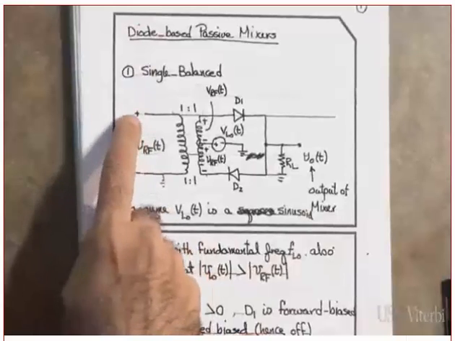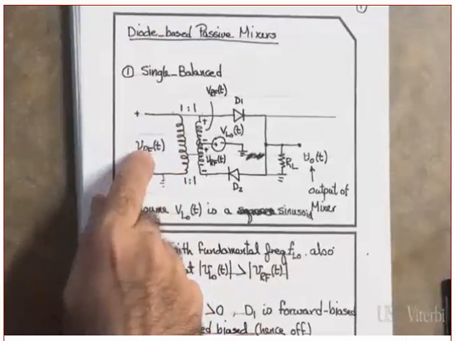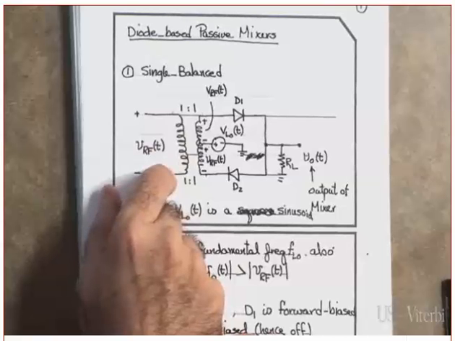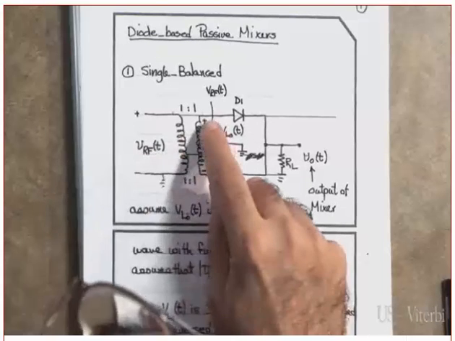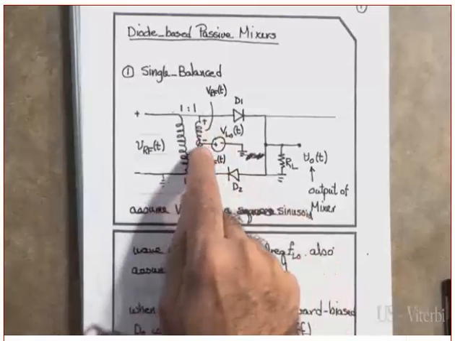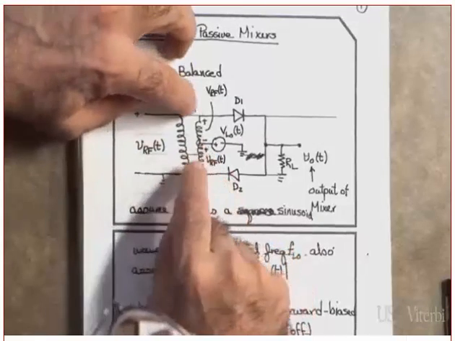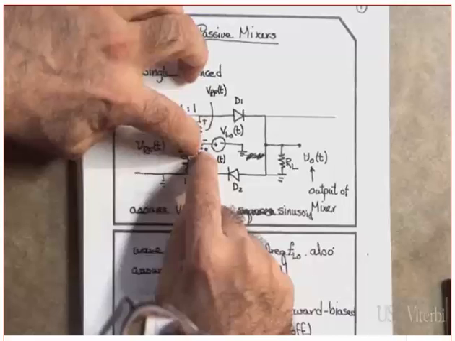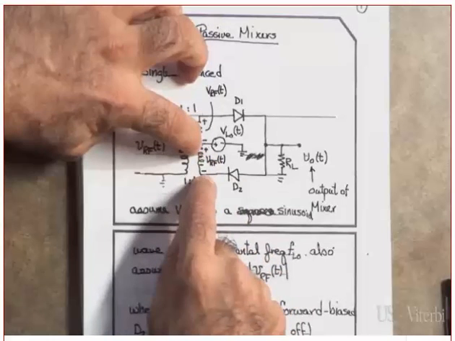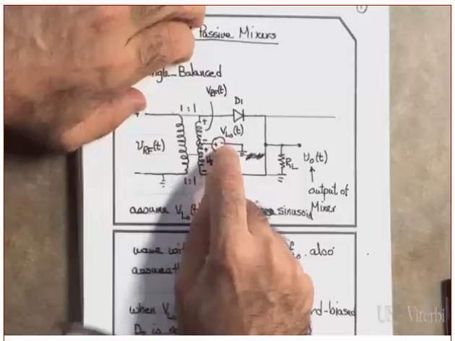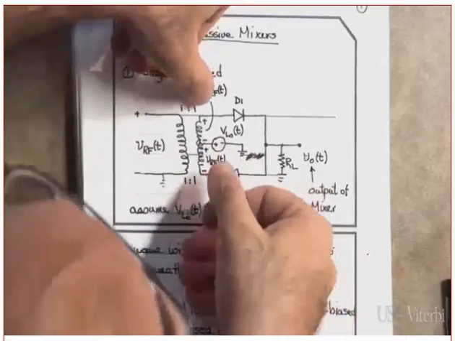Okay, let's see if you can help me. What am I applying? I am applying the input, which is the RF, to a transformer. Are you following me or not? The secondary of the transformer is center tapped. Center tapped means this is positive, negative. Positive, this one will be negative. And I'm connecting it to VLO.